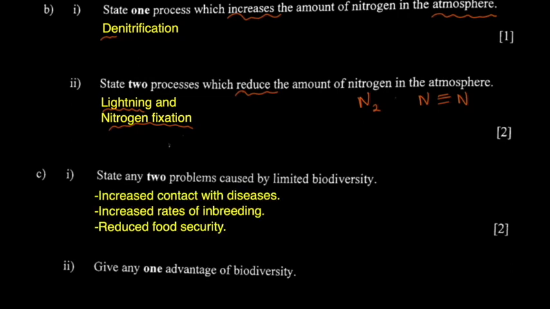The next part: state 2 problems caused by limited biodiversity. State any 2 problems. You say increased contact with diseases, okay, and then increased rates of inbreeding. Inbreeding is undesirable, okay.